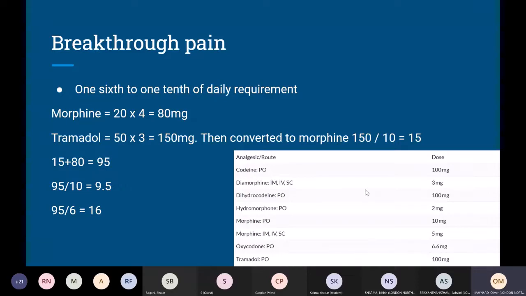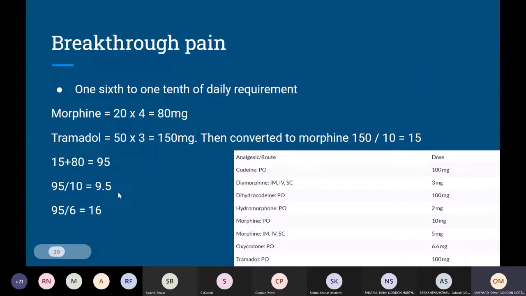So we use the conversion table here, which we can find on the BNF. So 10 milligrams of morphine is equivalent to 100 milligrams of tramadol. So it's 10 times as strong. So we divide by 10 to get the equivalent dose of morphine and then add them together. So she's receiving the equivalent of 95 milligrams of morphine sulfate tablet in a 24-hour period.